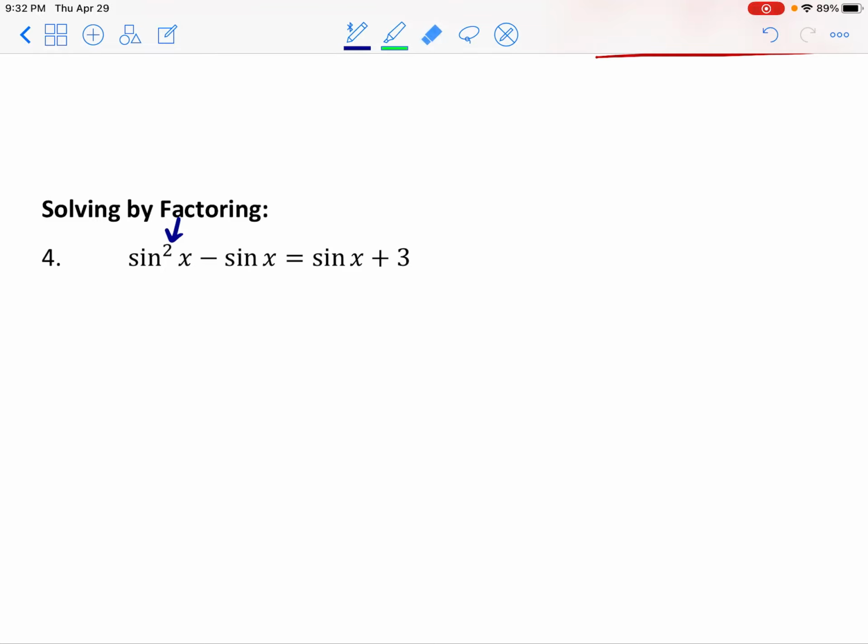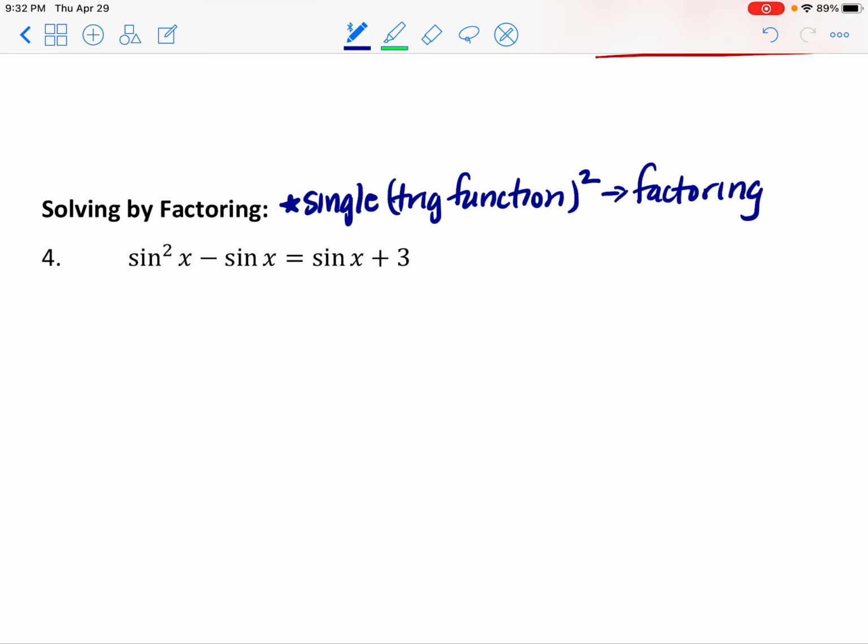So when we see a single trig function squared, you want to be thinking of factoring. Okay, so in this case, if we want to try to factor, remember, just like with the quadratic, we want everything on one side and equal to 0.